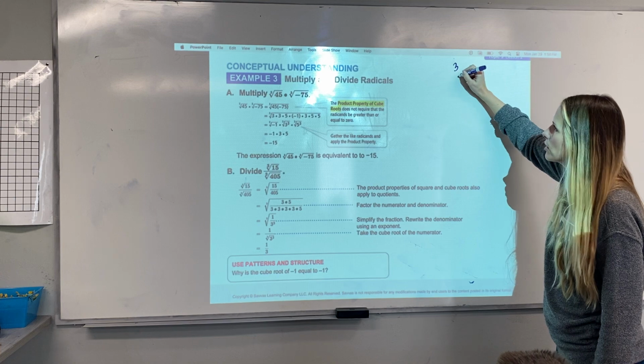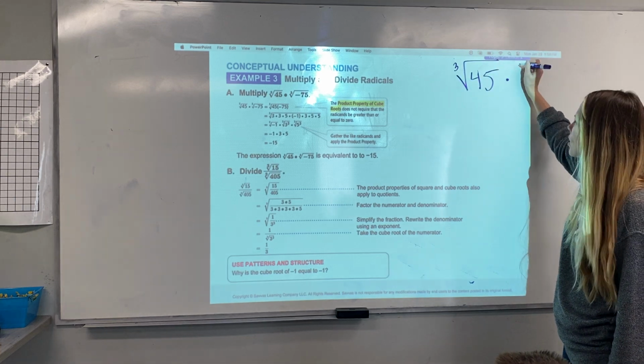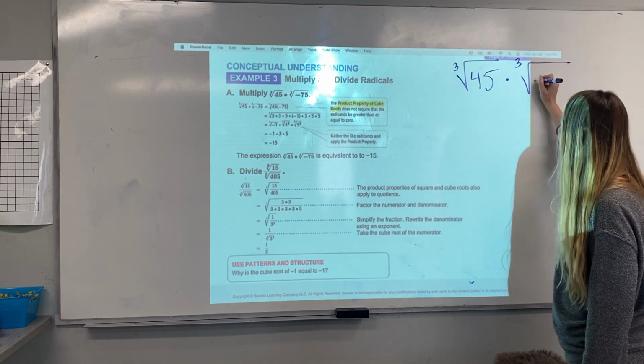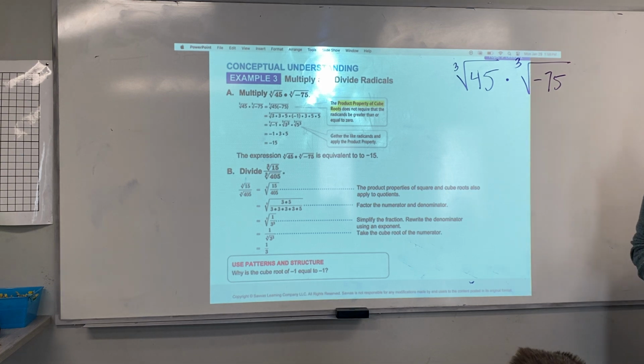Uh-oh. The cubed root. We're not talking about square roots anymore, we're talking about cube roots. Oh no, and there's a negative. It's gonna get crazy, so buckle up.